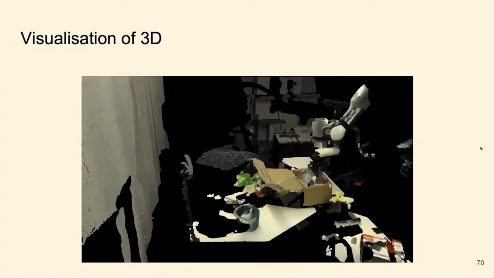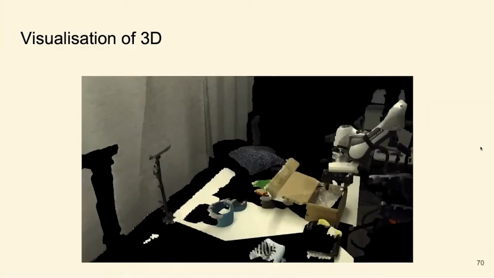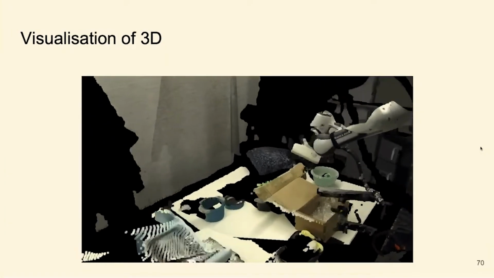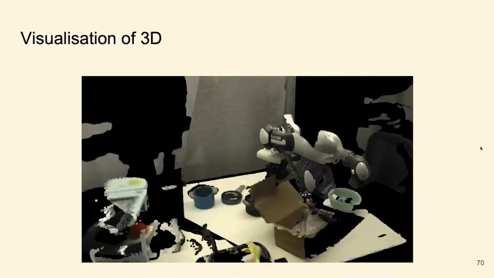Another example. And yeah, these black things are here because there are shadows of the robot onto the wall.